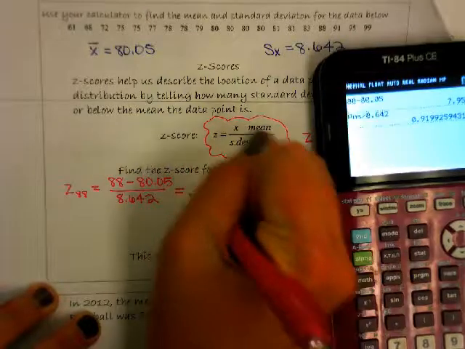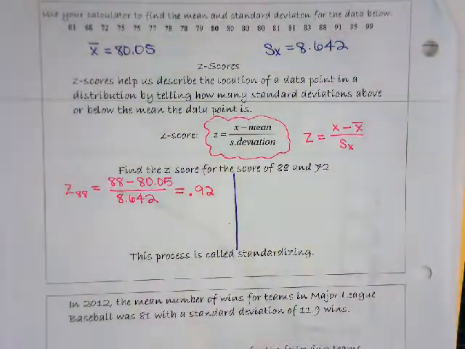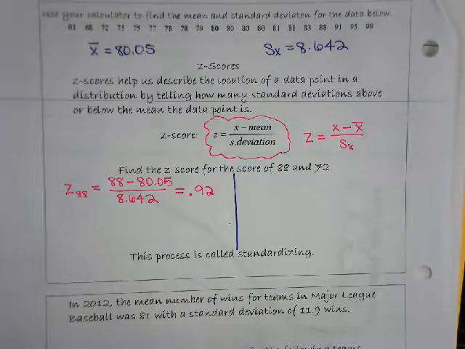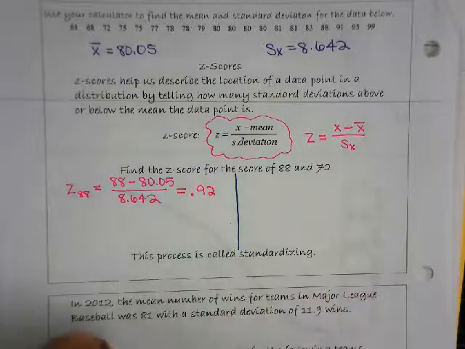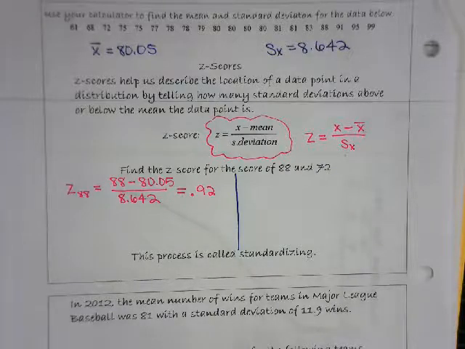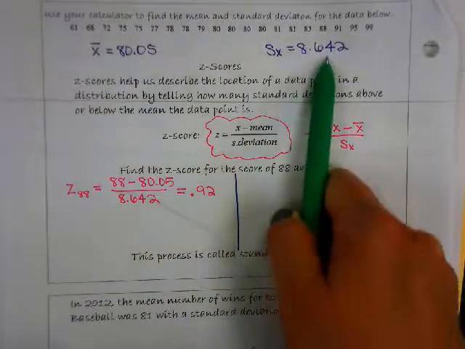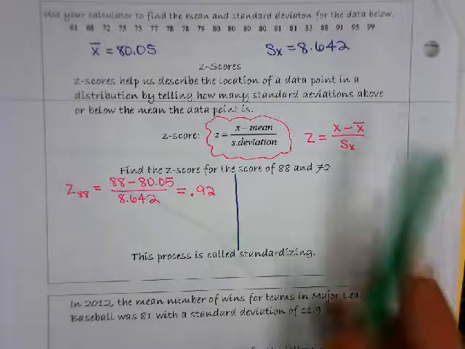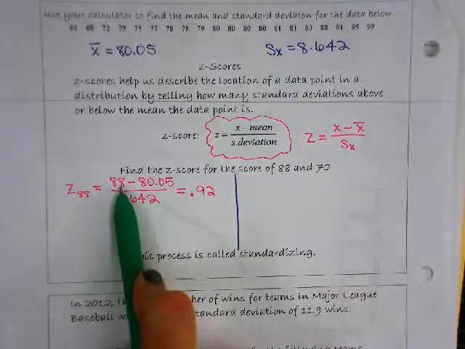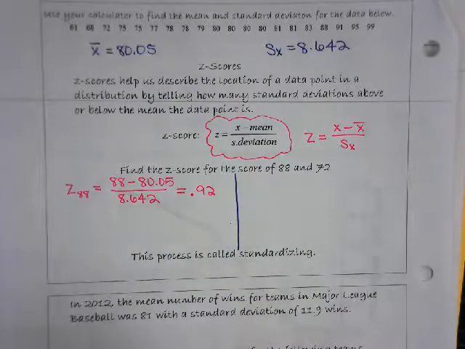Like it said up in that paragraph, it tells us how many standard deviations above or below the mean we are. So a score of 88 is 0.92 standard deviations above the mean. It's not a full standard deviation above the mean, because that would be 80.05 plus that, about 88.692. So we're not quite a full standard deviation above the mean, but pretty close, 0.92 standard deviations above it.